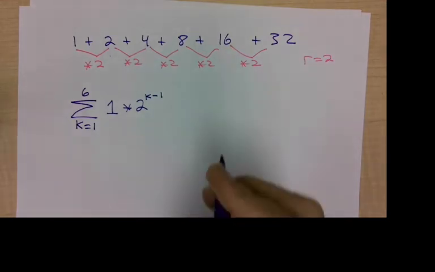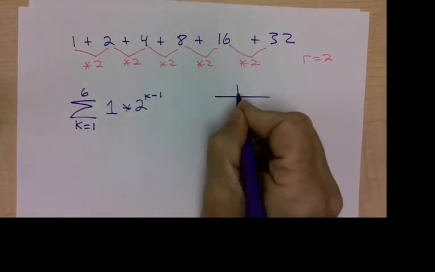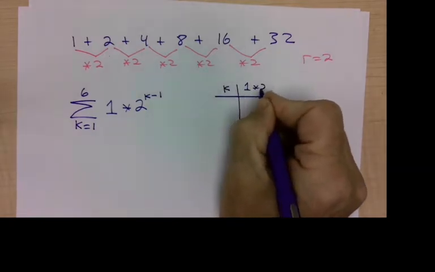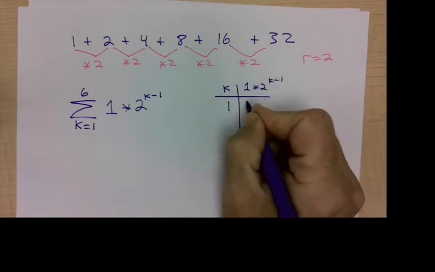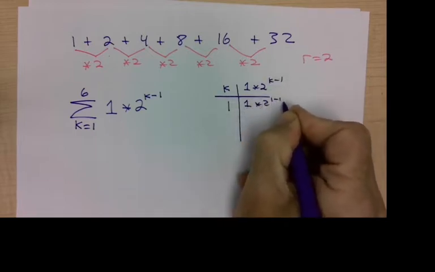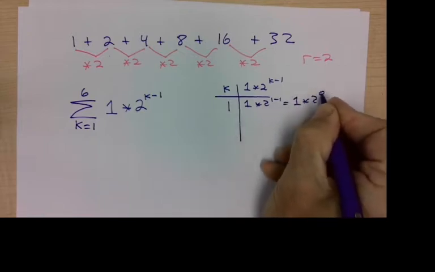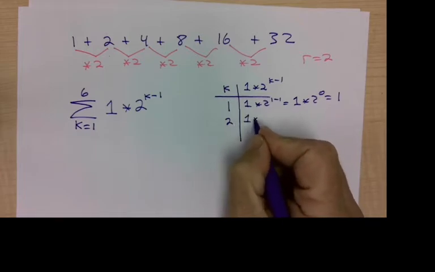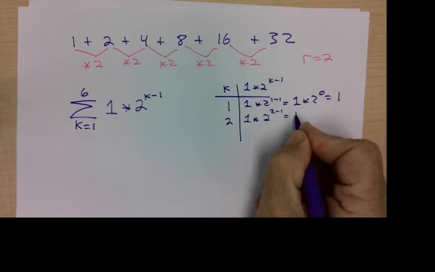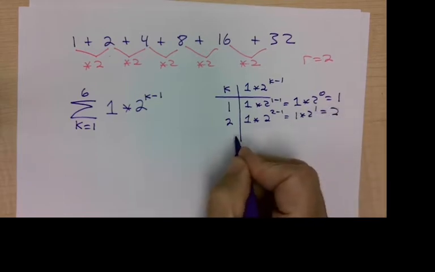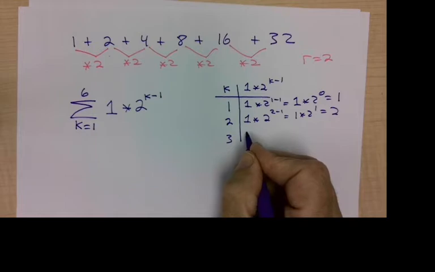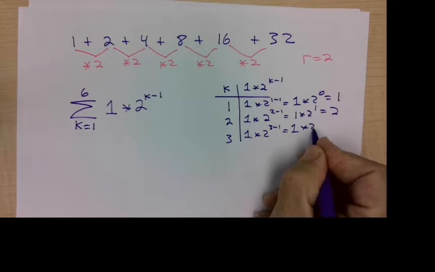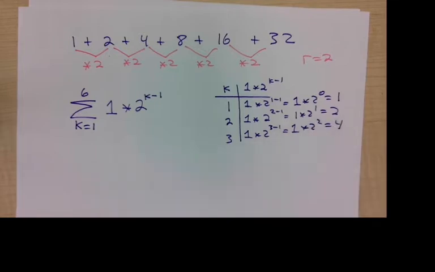And I want to convince you that that's correct. If I have k and I have 1 times 2 to the k minus 1, if k is 1, we get 1 times 2 to the 1 minus 1, which is 1 times 2 to the 0, which is 1. If k is 2, we get 1 times 2 to the 2 minus 1, which is 1 times 2 to the first, which is 2. And if k is 3, we get 1 times 2 to the 3 minus 1, which is 1 times 2 to the second, which is 4, so you can see the process.